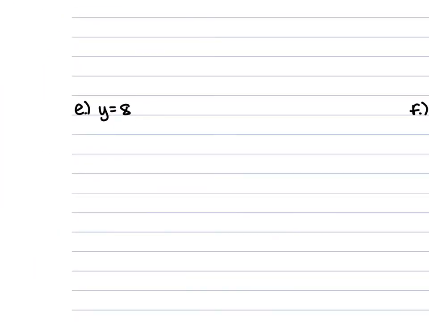For E, we have y is equal to 8, so again, we don't have something times x, so our slope is 0, and our y-intercept is 0, 8.